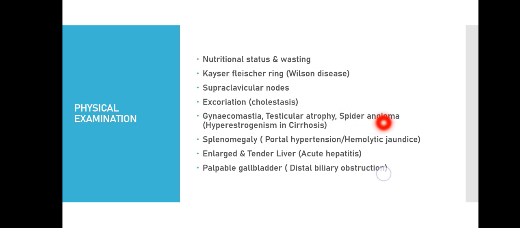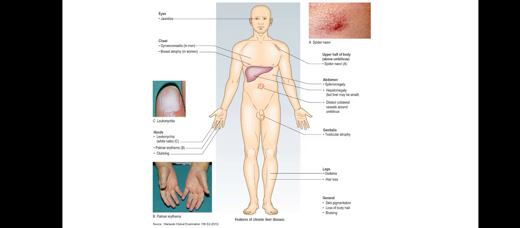Gynecomastia, testicular atrophy, spider angioma can be seen in hyperestrogenism as in cholestasis. Splenomegaly can be seen in hemolytic jaundice and also portal hypertension. Enlarged and tender liver can be seen in acute hepatitis. Palpable gallbladder can be seen in distal biliary obstruction secondary to carcinomas. Here are some signs of chronic liver failure.